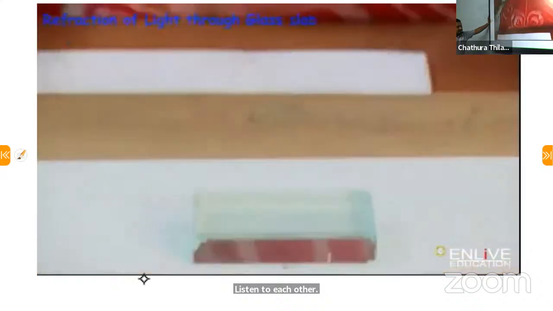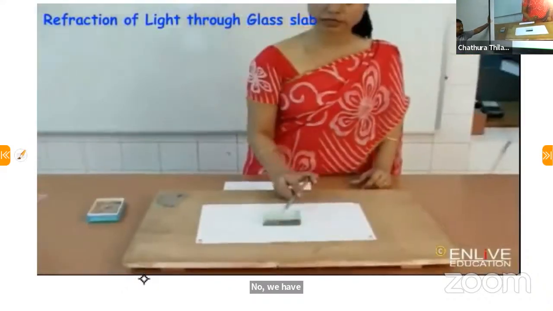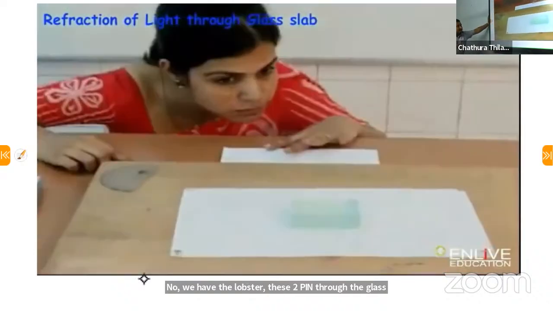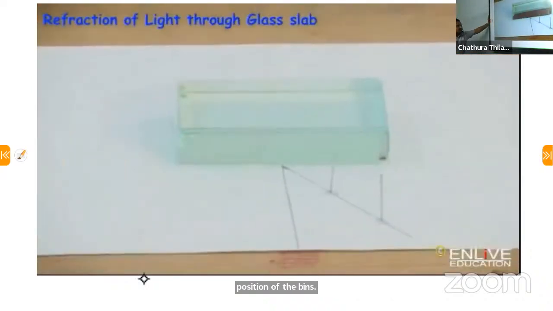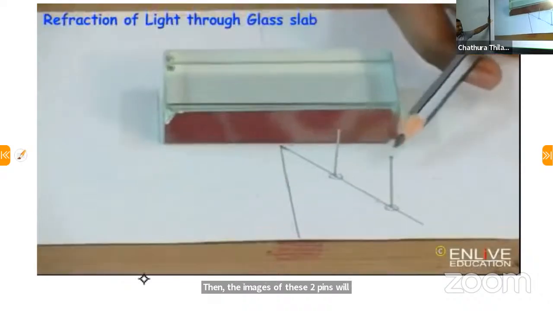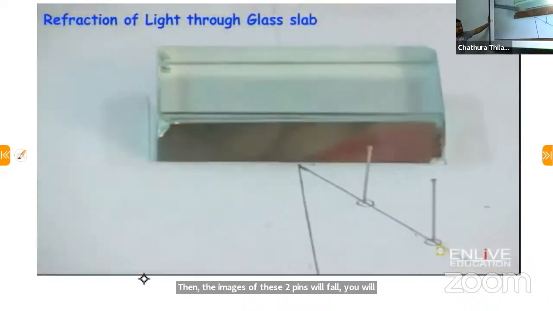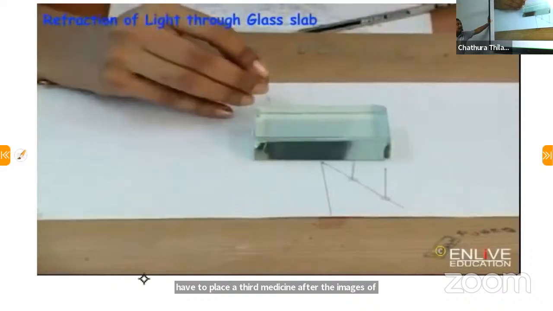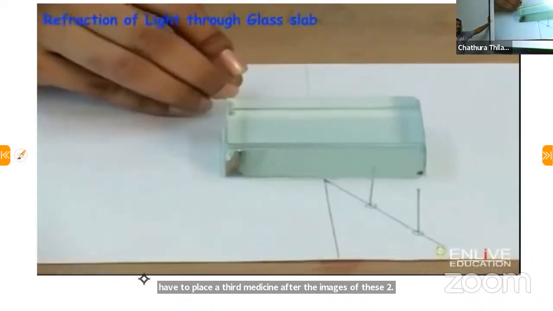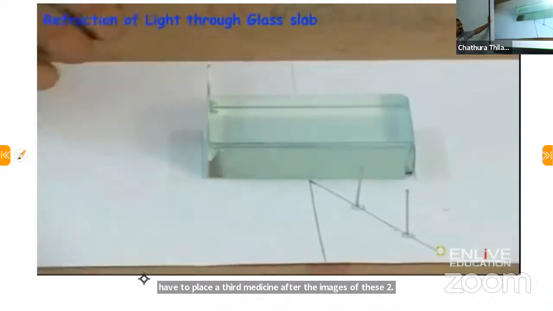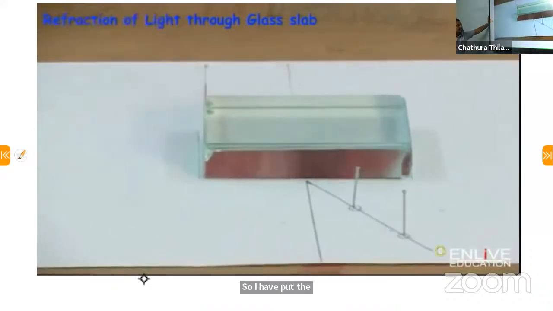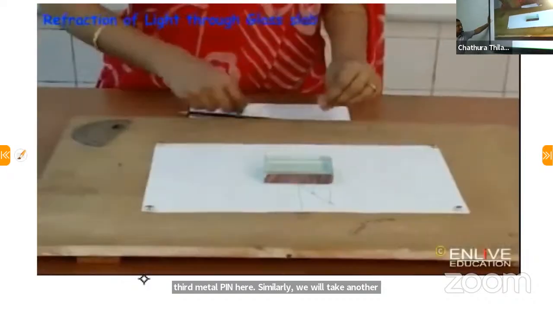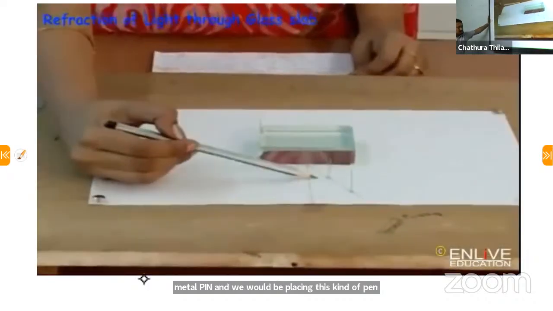Now we have to observe these two pins through the glass slab. To do so, you have to bend a little and observe the position of the pins. Wherever the images of these two pins will fall, you will have to place a third metal pin after the images of these two pins. By looking through the opposite side, fix another two optical pins like that. So I have put the third metal pin here. Similarly, we will take another metal pin and we would be placing this metal pin after I observe the images of these two pins and the position of the third pin.